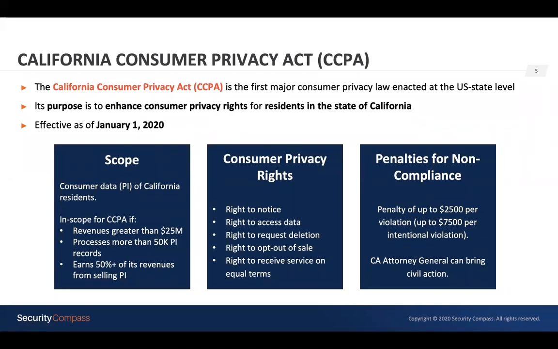The CCPA is applicable to any business or entity that collects consumer personal information, does business in the state of California, and satisfies one of the following conditions: revenues greater than $25 million per year, the business processes the personal information of 50,000 or more consumers, or the business earns more than half of its annual revenue from selling personal information.